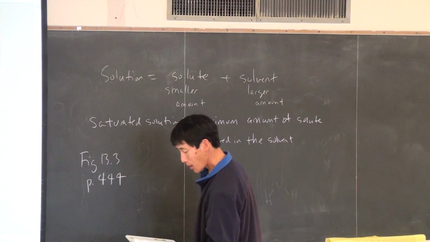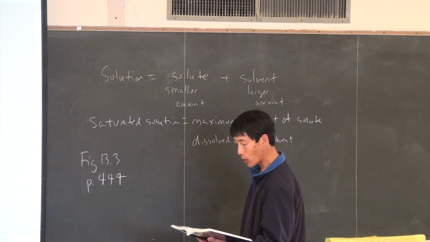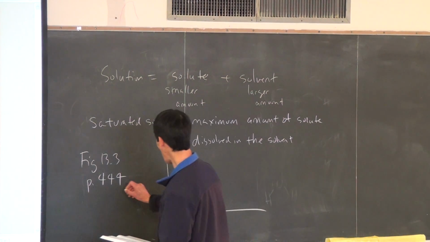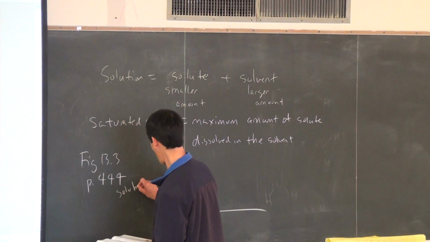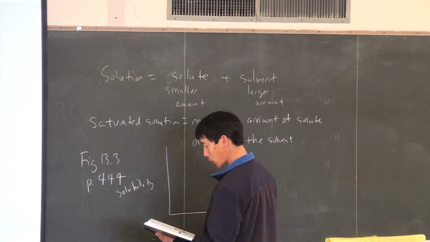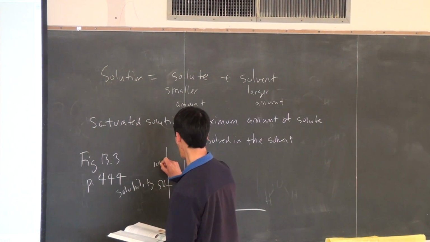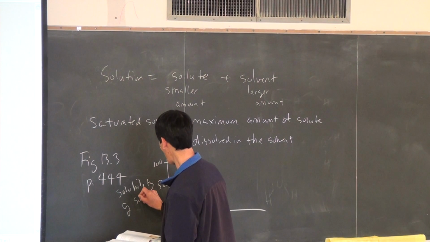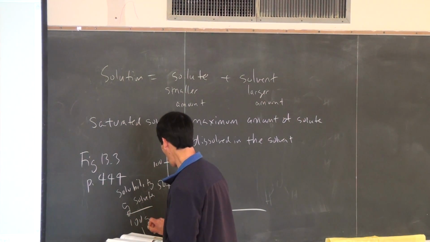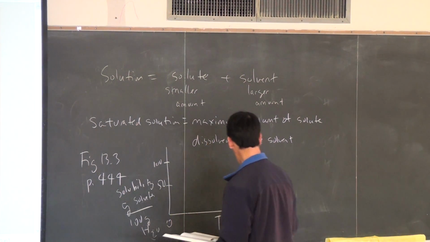It shows this table of solubility in grams of solute per 100 grams of water versus temperature. So that is the solubility versus the temperature. And for salt, here's the 50 mark. This is in grams of solute per 100 grams of water. And the temperature ranges from 0 to 100.